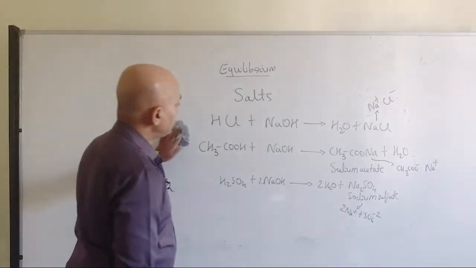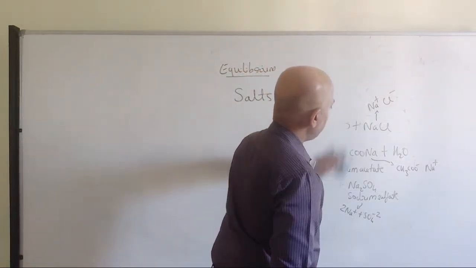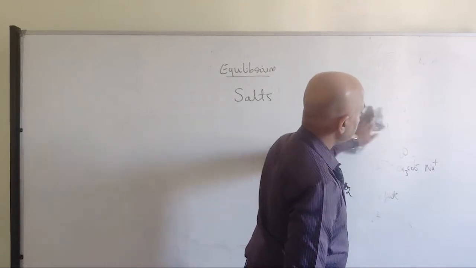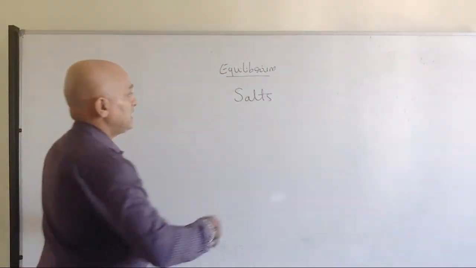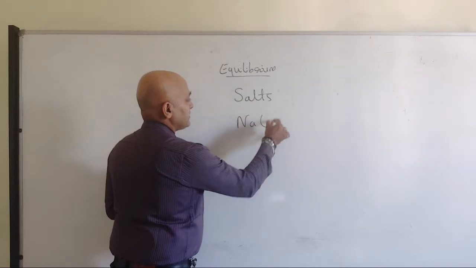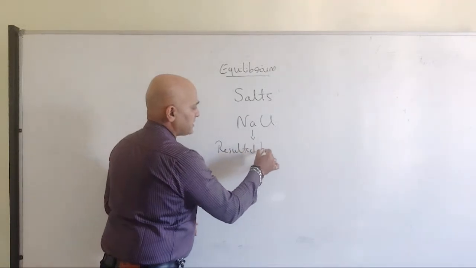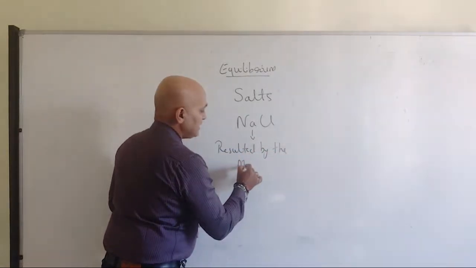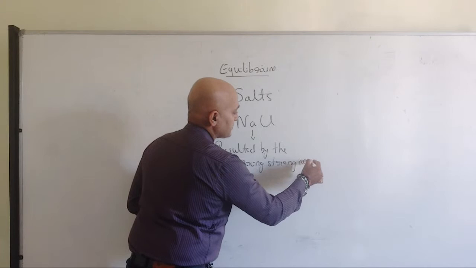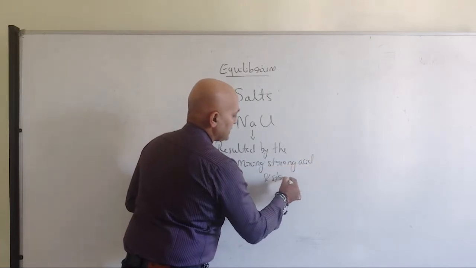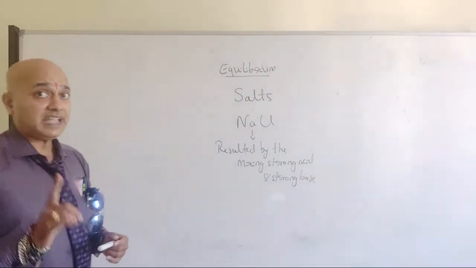All of you have understood, right? So that's where we have the salt. However, one point you should remember: based on the reaction I have just told, we can clearly see that NaCl is a salt resulted by the mixing of strong acid and strong base. Strong acid and strong base. Try to understand it carefully.